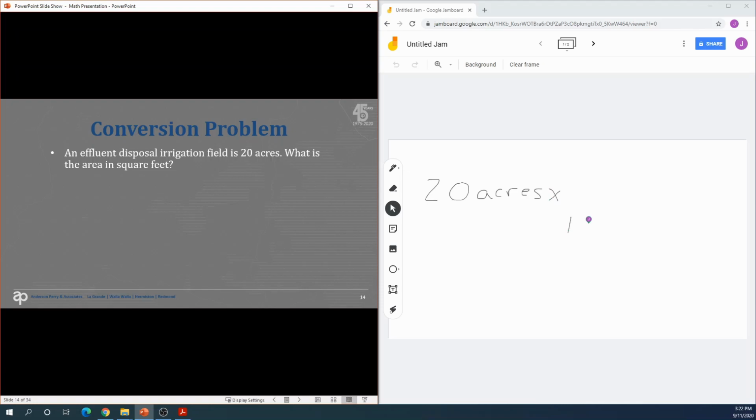times, in 1 acre, there's 43,560 square feet. So again, we'll go 20 times the 43,560, and we get 871,200 square feet in 20 acres. And again, we're going to be tracking our units. So when we track our units, acres are going to cancel acres. We're going to be left with square feet.